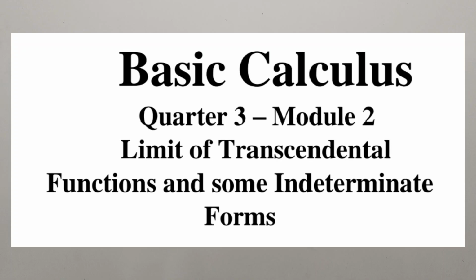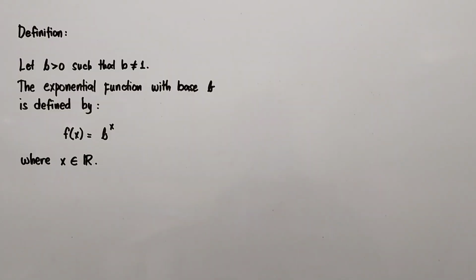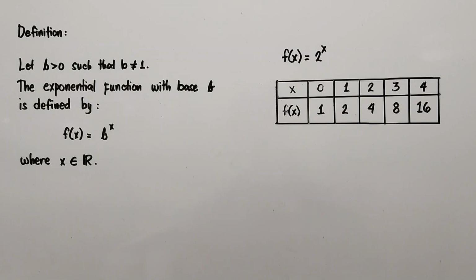Before we can proceed, it is important to note that to properly graph these functions, using a graphing application or calculator is highly recommended. We will define first what is an exponential function. Let b be greater than 0 such that b is not equal to 1. The exponential function with base b is defined by f of x equals b power x, where x is an element of real numbers. The function f of x equals 2 power x is an example of an exponential function because it satisfies all the conditions of an exponential function.